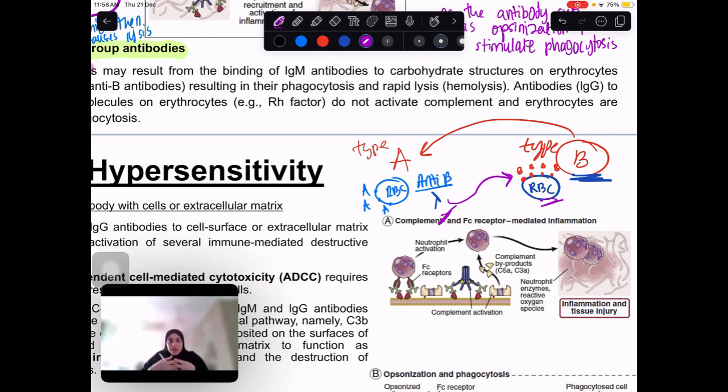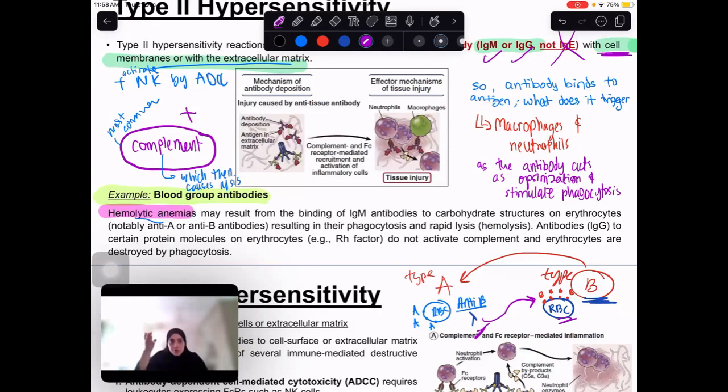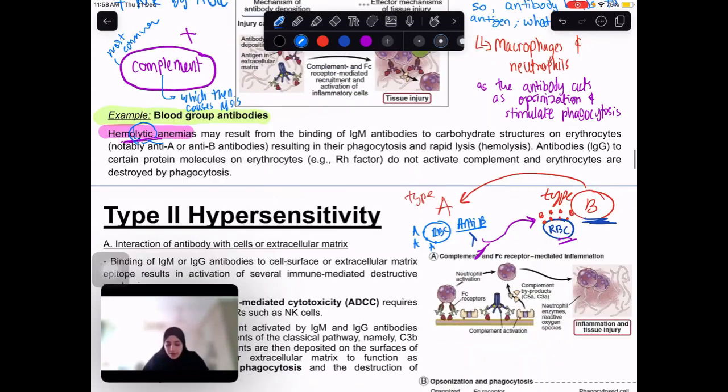How? As we mentioned, the same way: the macrophages, the neutrophils, the natural killer cells, whatever way. But this is the method we're talking about. And that's why it causes hemolytic anemia. From the name hemolytic, lytic is the destruction, right? Hemo, the blood cells are being destroyed, which causes anemia. Okay, so this is one example that we're talking about.